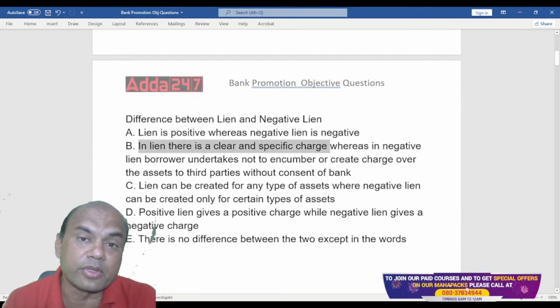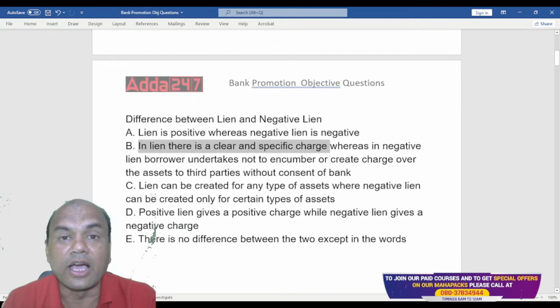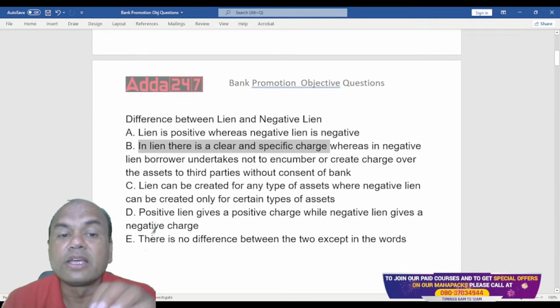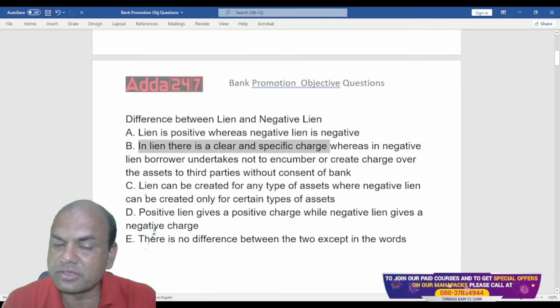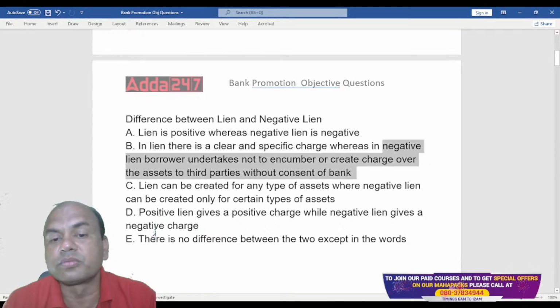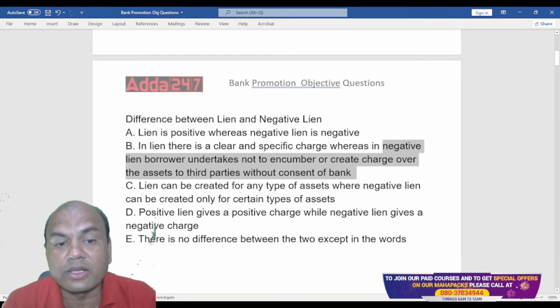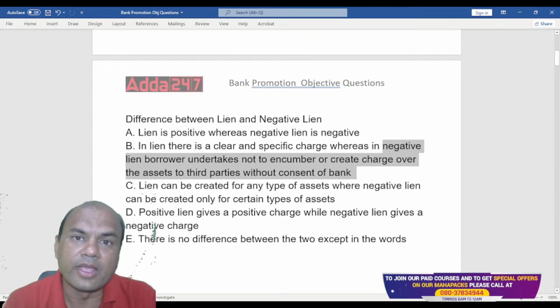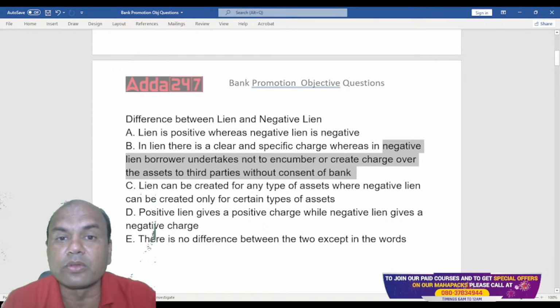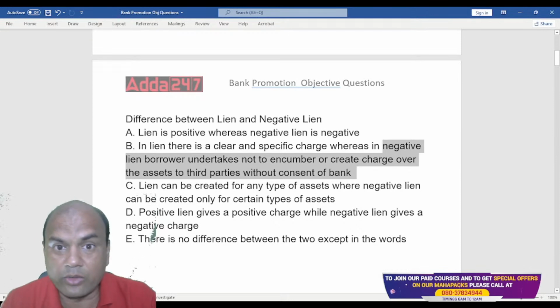If I take an LIC policy or NSC, I'll be taking it under assignment. It's not under lien. Got it? So in a lien, there is a specific and clear charge. But what about the negative lien? The borrower undertakes not to create a charge over that property in favour of third parties. It means that if I give you a loan under negative lien, I am the bank and you are the customer, so you will give it in writing to me.